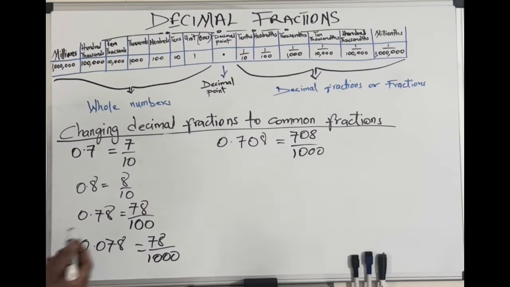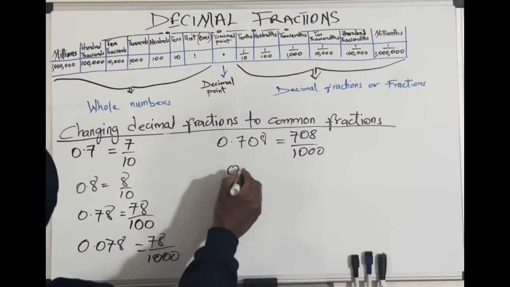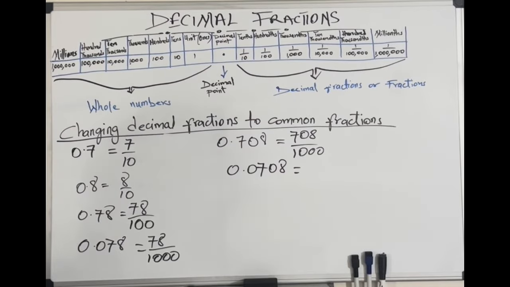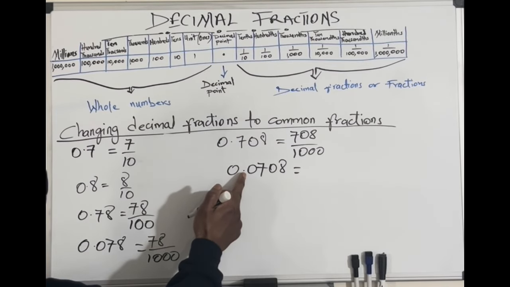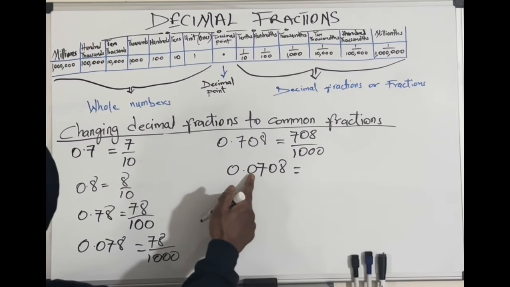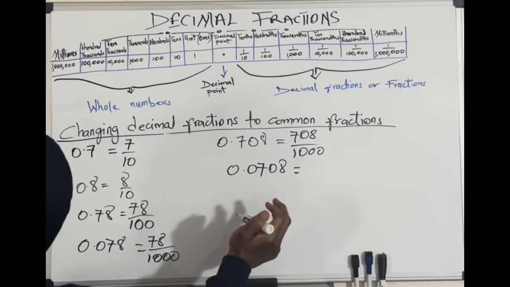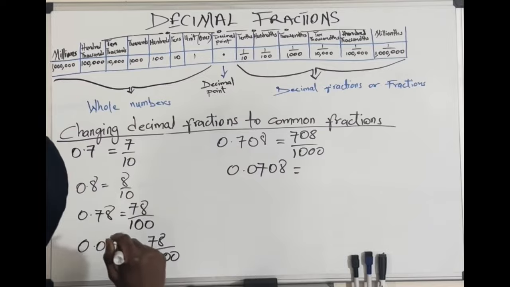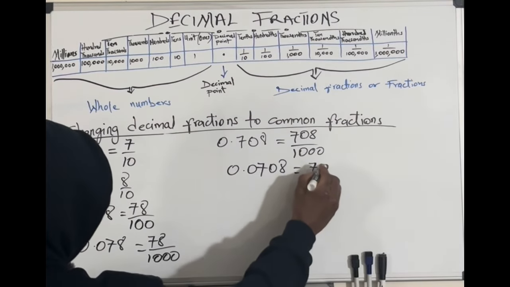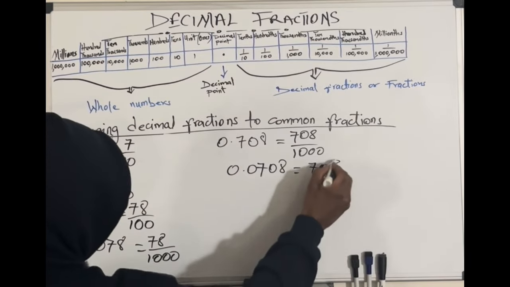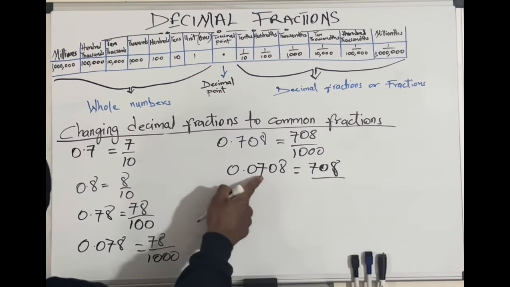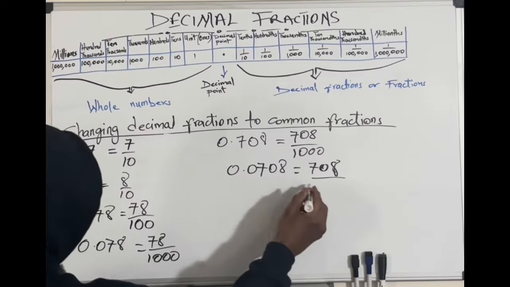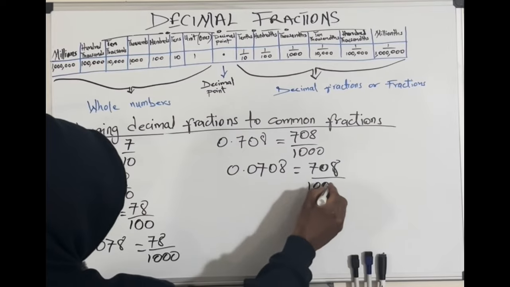Okay. All right. Let me give you another example. 0.0708. So after the point, the zero, we will ignore it. We always pick the natural numbers. But then when a zero is in between natural numbers, we include it. So 708 over how many numbers come after the decimal point? 1, 2, 3, 4. So 1, 2, 3, 4 zeros.